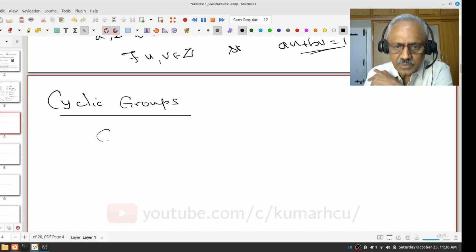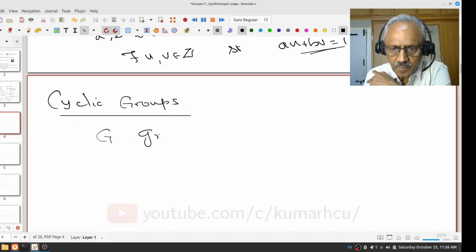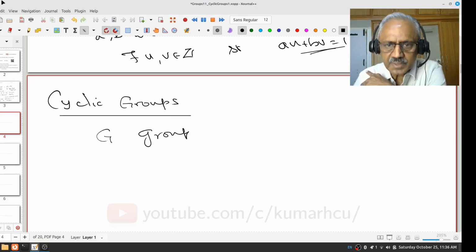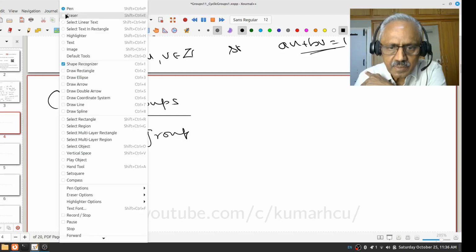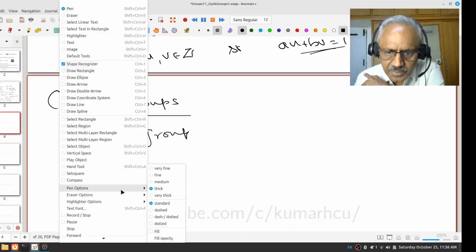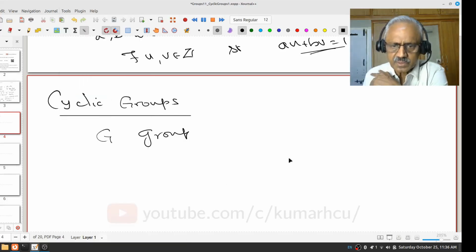Suppose G is a group. Maybe I should increase the pen thickness. Let me choose the rectangle pen options. Yeah, it's thick. I don't know why it's slow.